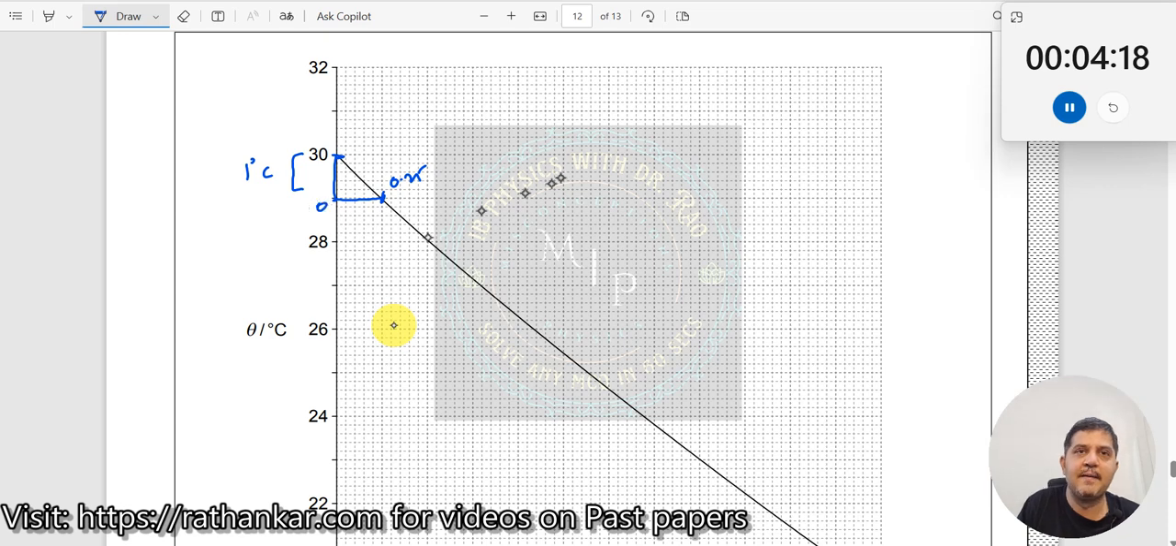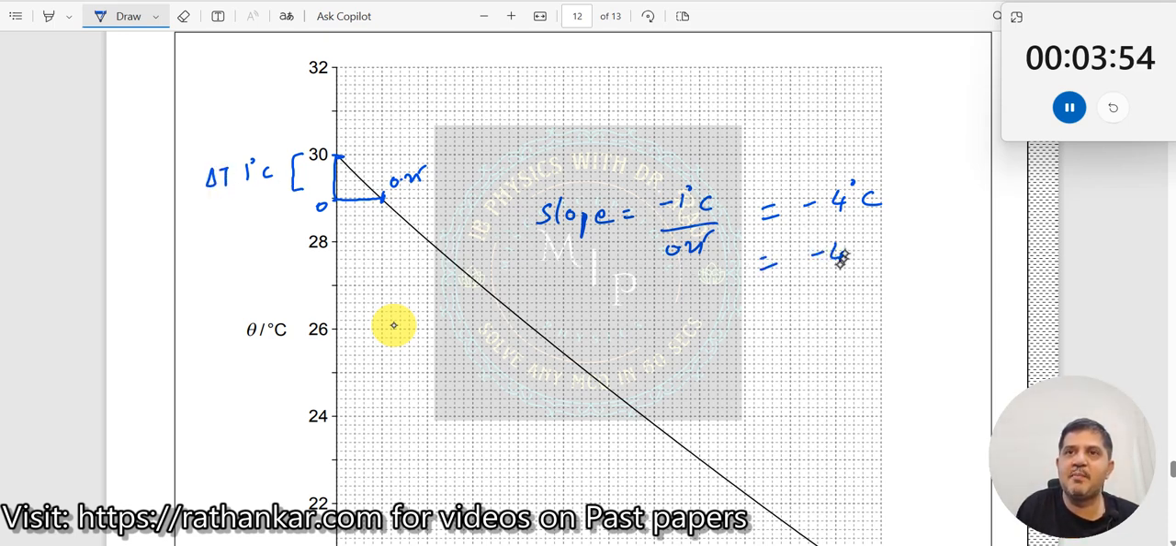This is 0 here. Now what is the slope here? Slope should now be equal to difference in y by difference in x, which should be 1 degree Celsius divided by 0.25. Since it's a decreasing slope, you will get a negative value here, which should be minus 4 degree Celsius.